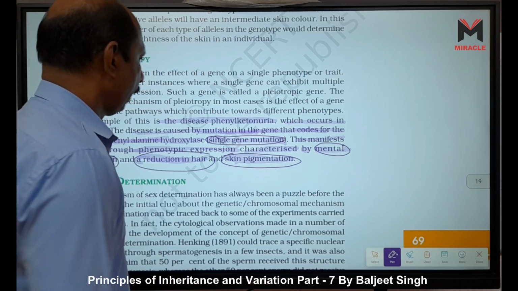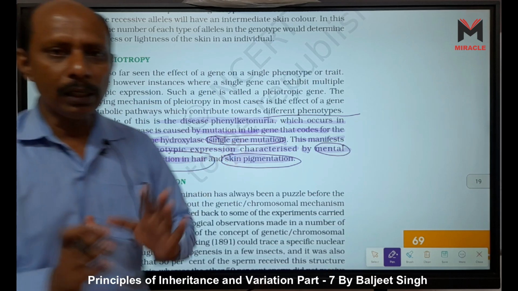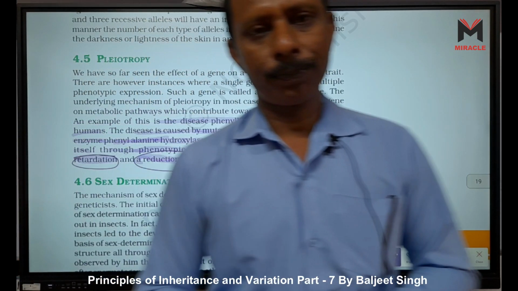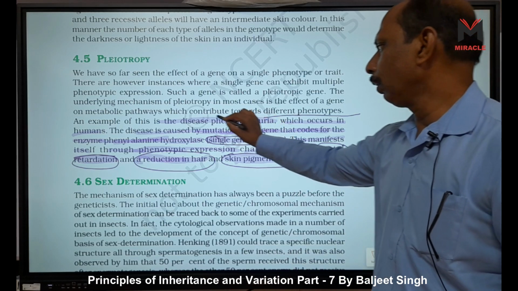And this disorder is called phenylketonuria. Ketone bodies are expelled out through the urine.